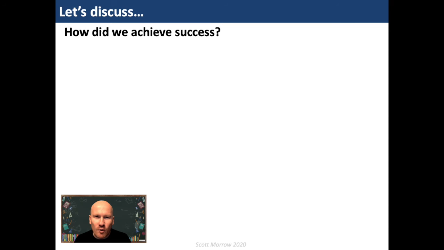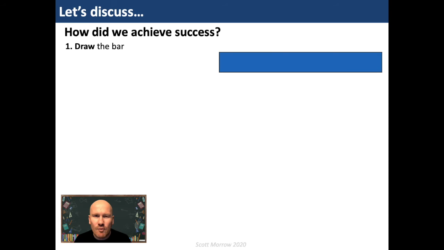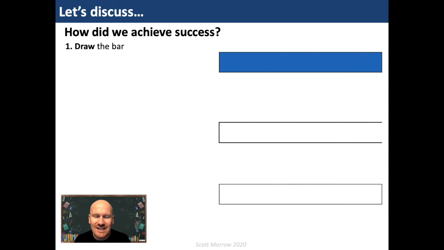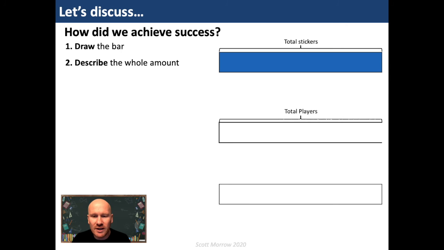For each of those problems, the first thing that we can do is we can draw the bar. Now the second problem's slightly different. Because I don't know the number of parts, I'm not exactly sure where that bar is going to end. So when I draw that bar, I can leave it open at one side. Once I've done that, I can describe the whole amount. In the first problem, it was the total number of stickers. In the second problem, it was the total players. And in the third problem, it was the total cookies.